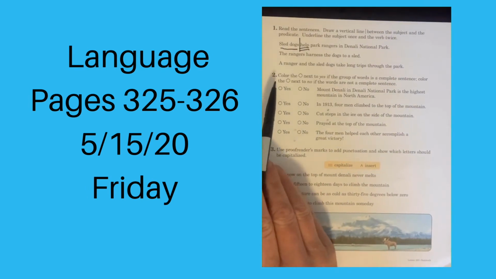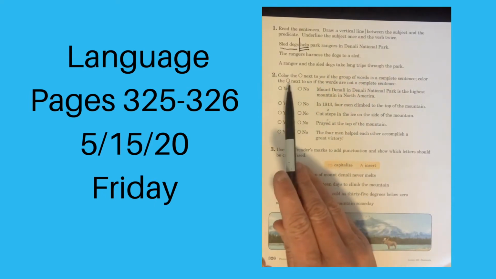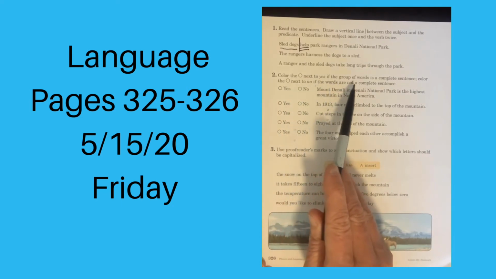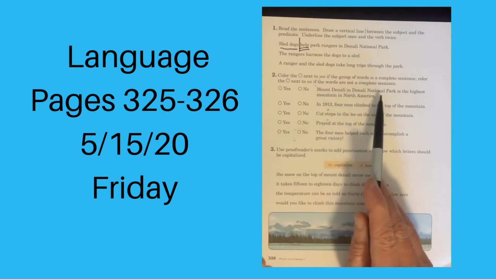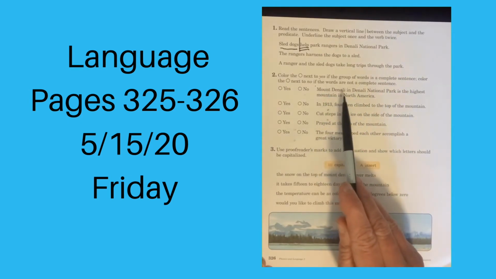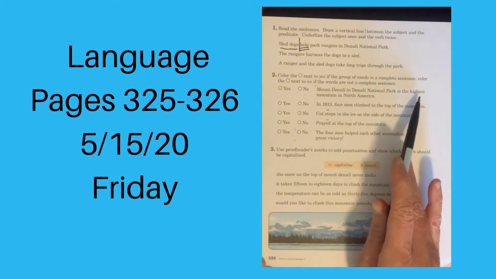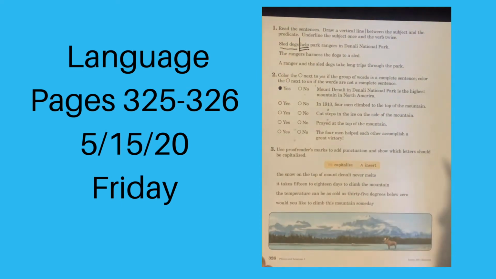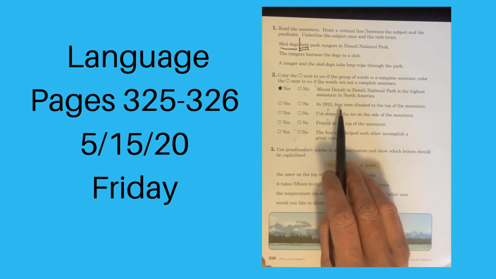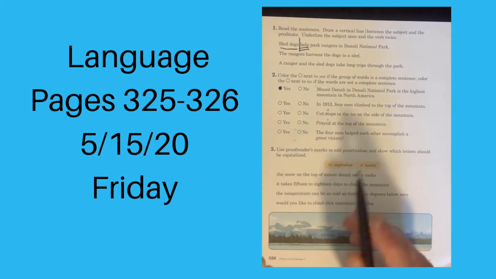Number 2, color the circle next to yes if the group of words is a complete sentence. Color the circle next to no if the words are not complete. Okay, let's read this. Mount Denali in Denali National Park is the highest mountain in North America. Well, it has a subject, the national park, and it has a verb, is the highest mountain. So that one is complete. Let's try the next one. In 1913, 4 men climbed to the top of the mountain. We know the men climbed. That one's good.